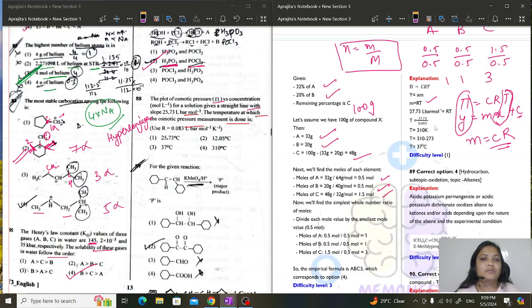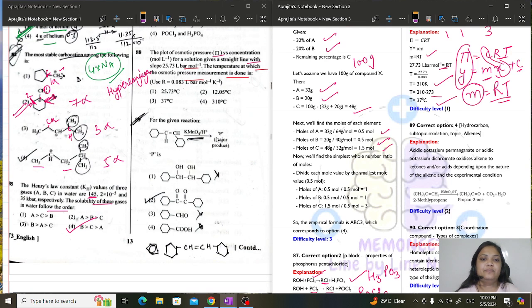We are plotting it against concentration, so x would be the concentration, and the slope would be R into T. The value of R is given, and the slope is also given. We can clearly find out the value of temperature T, which is 310 Kelvin, and converting it to degrees Celsius, it comes out to be 37.